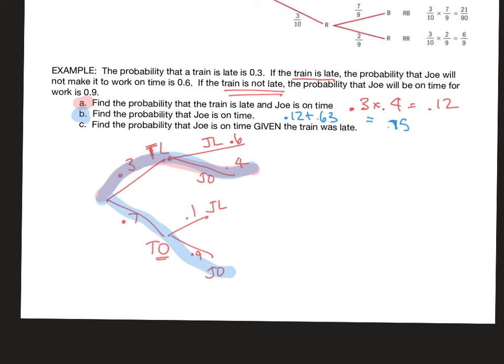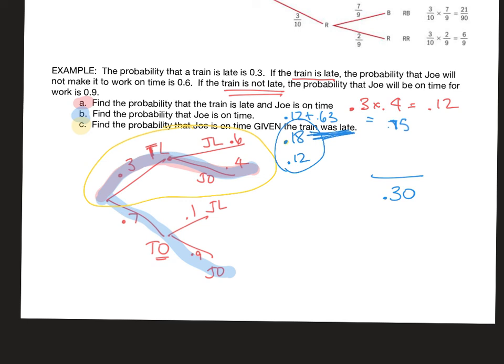All right, and then, last question. Part C. Find the probability that Joe is on time given the train was late. Okay, so given that the train was late is, let me circle some stuff, these two branches. So the top branch is, I'm in a wrong color, here we go. The top branch is 0.18, the bottom branch is 0.12. Putting those together makes our denominator of 0.30, right? This is all the ways that the train was late, okay?